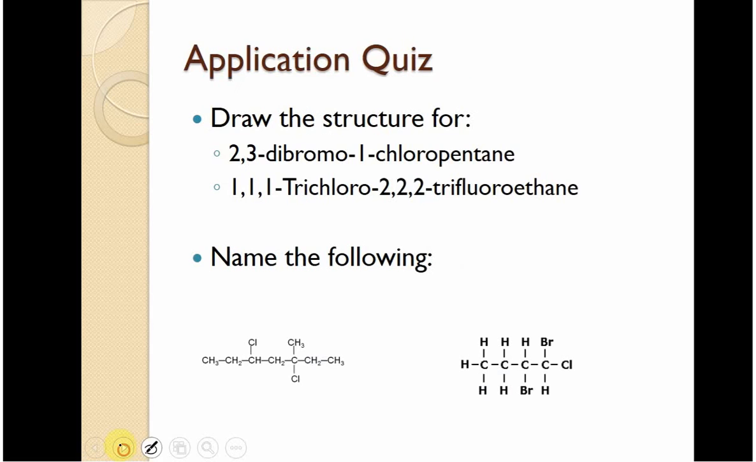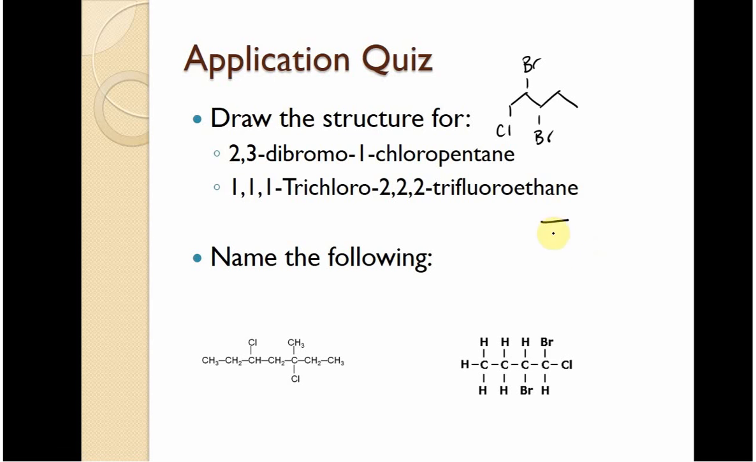Now, if we get to something like this, draw the structure for 2,3-dibromo-1-chloropentane, or 1,1,1-trichloro-2,2,2-trifluoroethane. Actually, I'm going to go ahead and do a line angle, but it doesn't really matter. 1, 2, 3, 4, 5. 2 and 3 bromine. And then 1 chloro pentane.